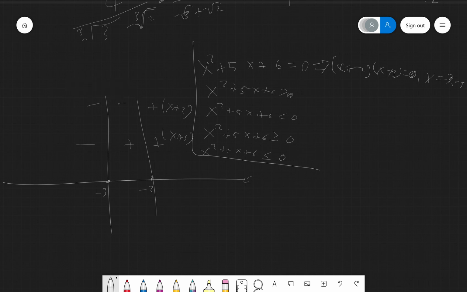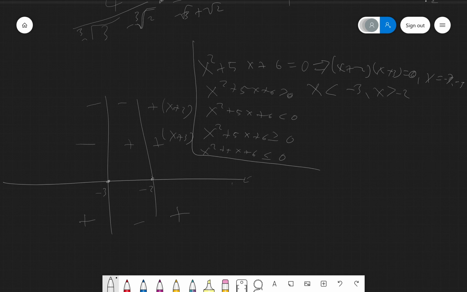So now what we do is we multiply. A negative times a negative is a positive. Negative times a positive is a negative. Positive times a positive is a positive. So if x squared plus 5x plus 6 is greater than 0, that means that it's positive. So that happens when x is less than negative 3 and x is greater than negative 2, right? It's positive here on and here down.